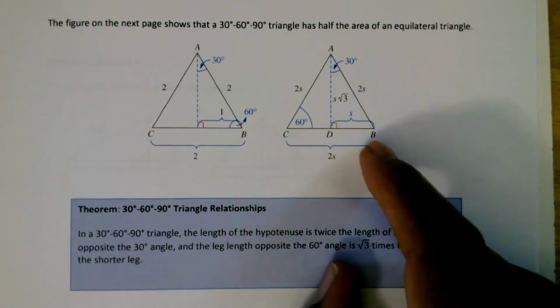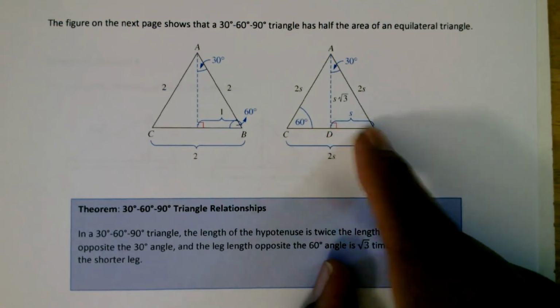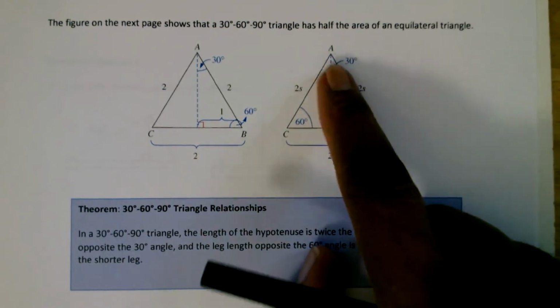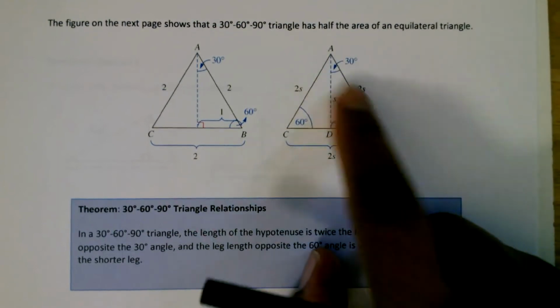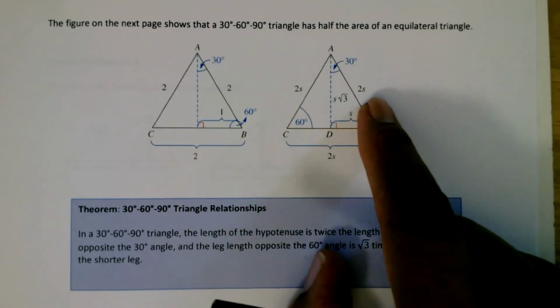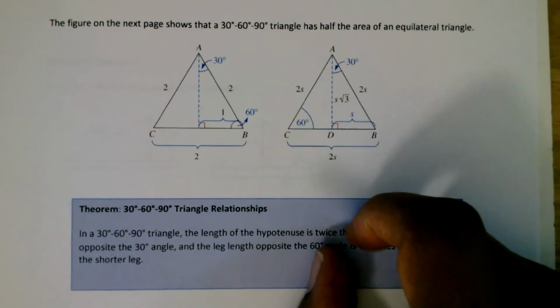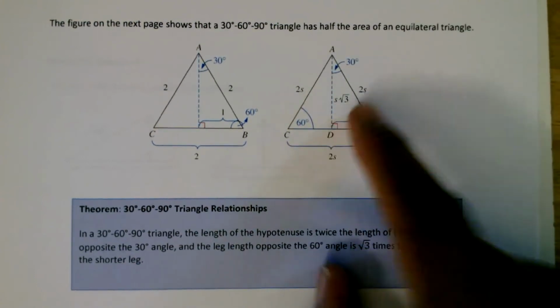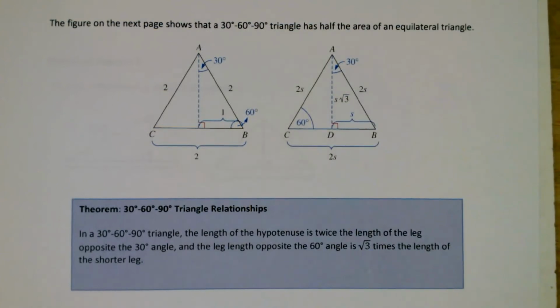From here to point B, that's going to be length s. And this right here, from A to B, that's 2 times x. Okay. And now if you were to use your Pythagorean theorem, you're going to see that the length of this altitude would be s times the square root of 3.